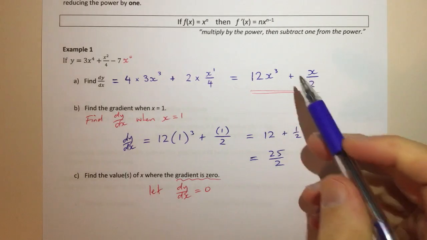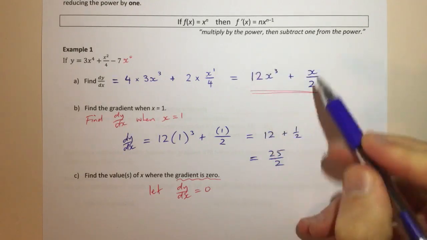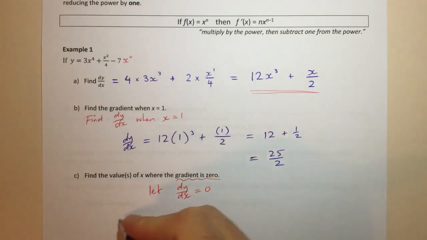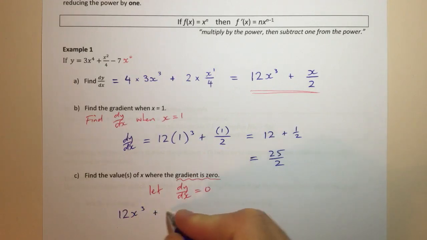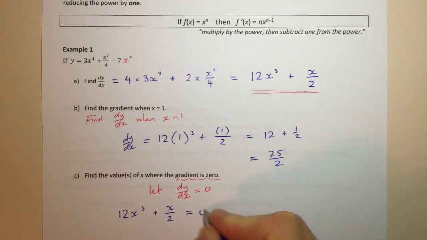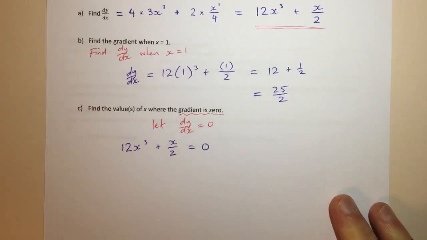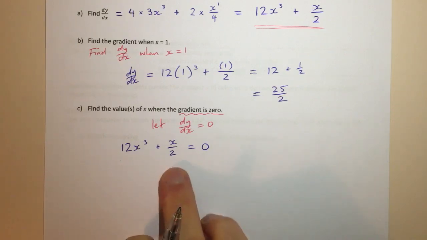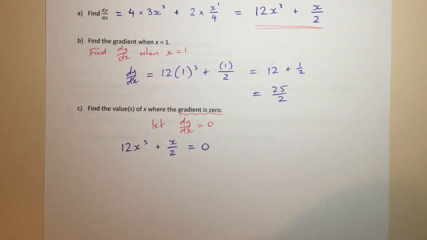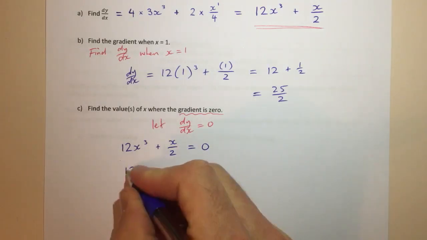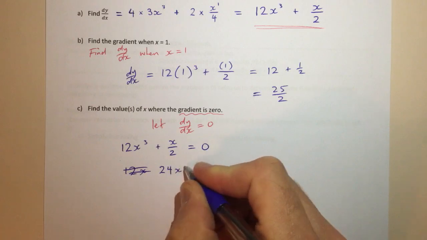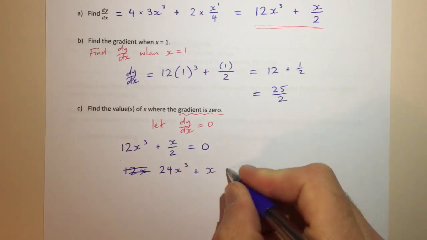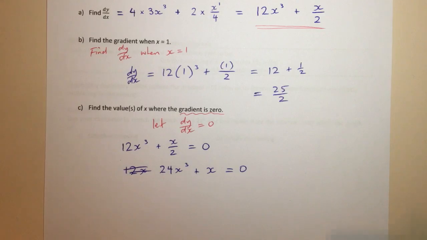So we go back to our rule, that's dy dx. We're going to let this equal 0. So therefore we get 12x cubed plus x on 2 equals 0. And our job is to try to solve that for x to get the value or the values where the gradient will be 0. Little trick, you've got equal 0 on the right hand side, you've got it divided by 2 that maybe you don't like the look of. You could multiply everything in the equation by 2, and that'll give us 24x cubed plus x equals 0, if you prefer to deal with whole numbers.